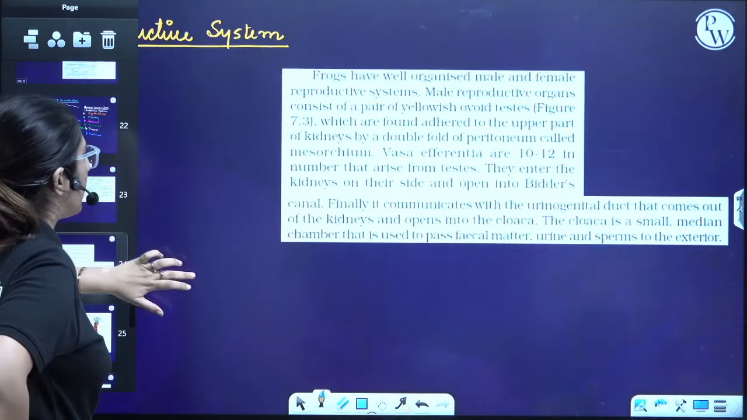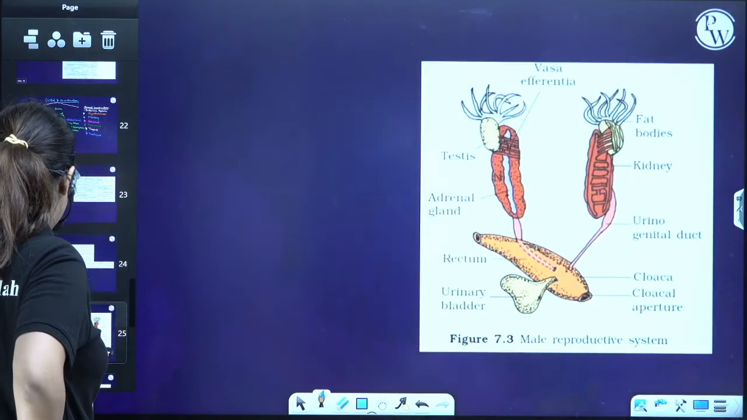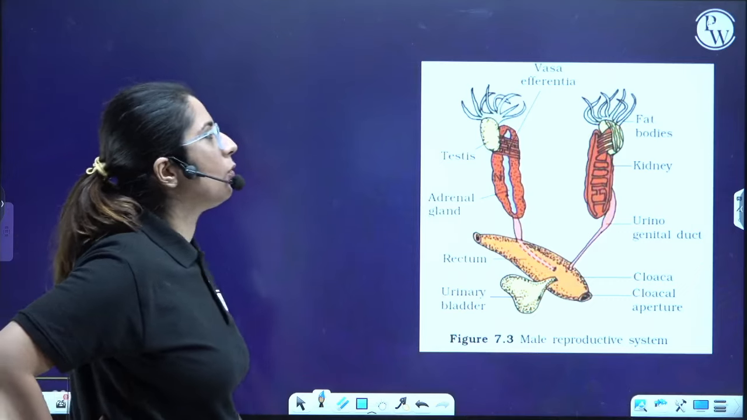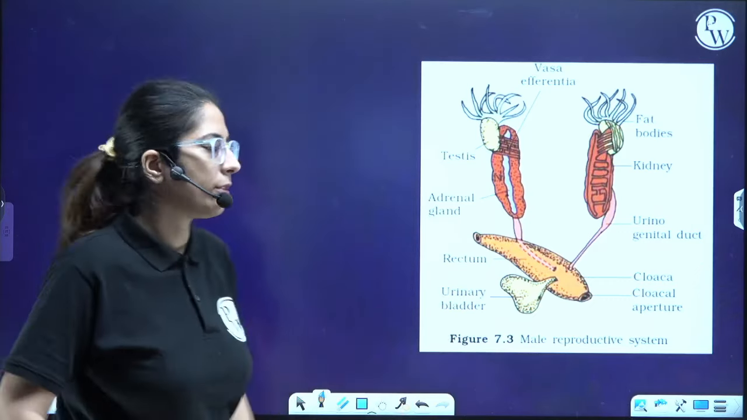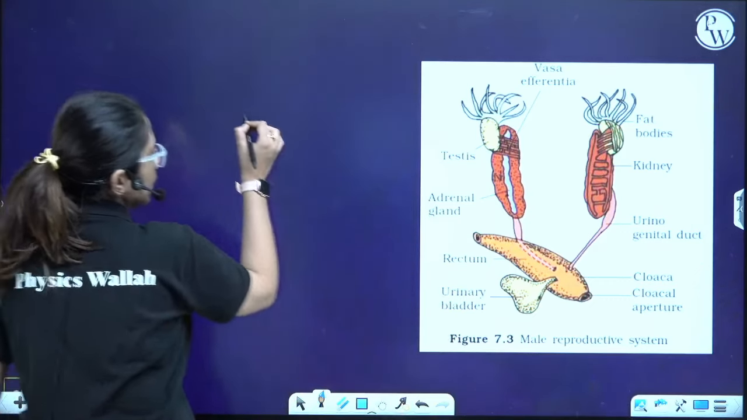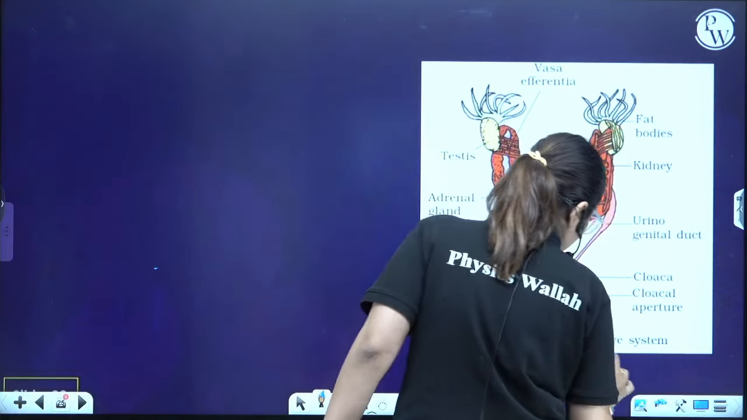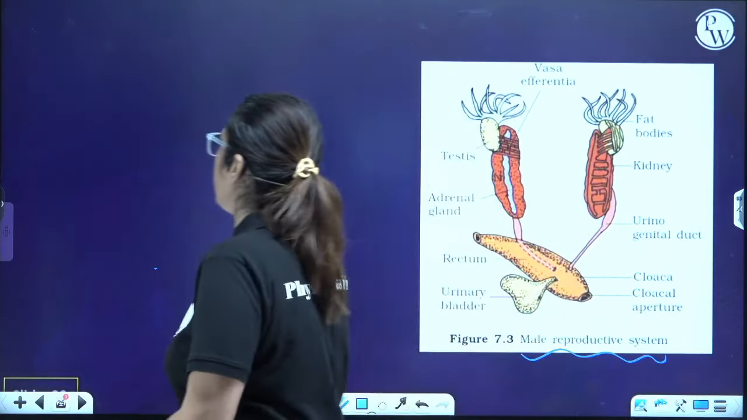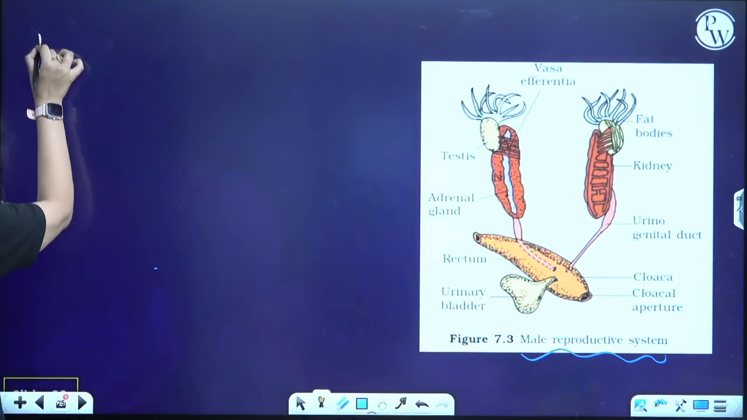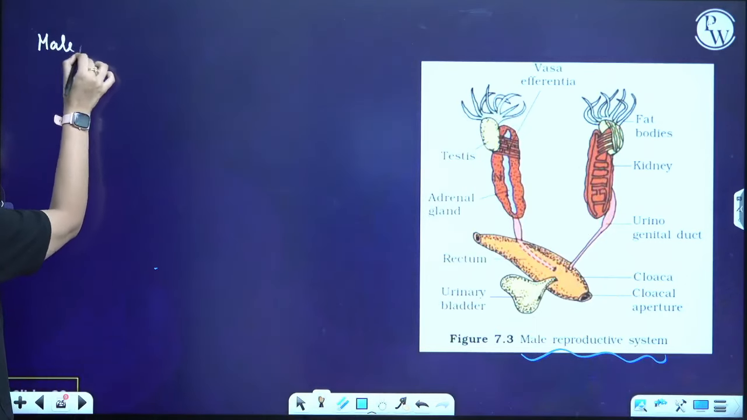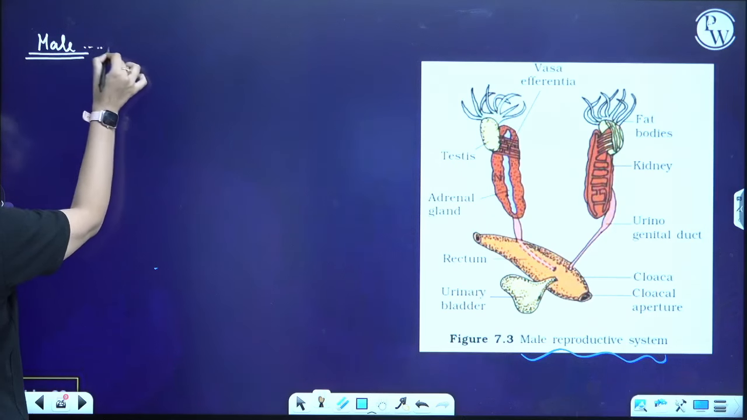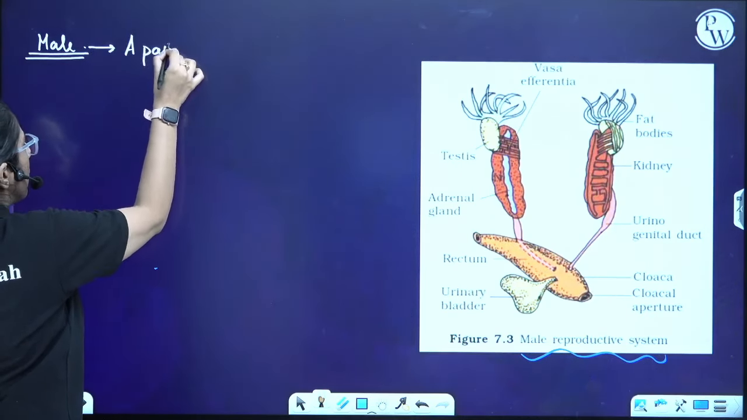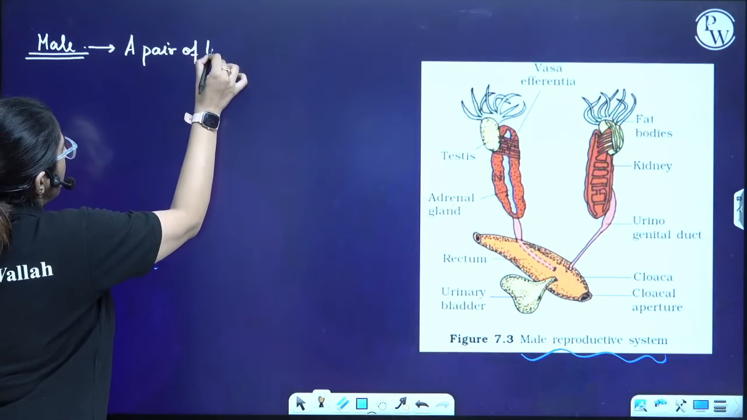Moving on to the last part of this, the reproductive system. First, let's talk about the male reproductive system. Here is a diagram of the male reproductive system. In case of male, we have a pair of testes.